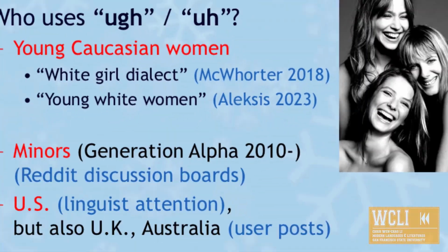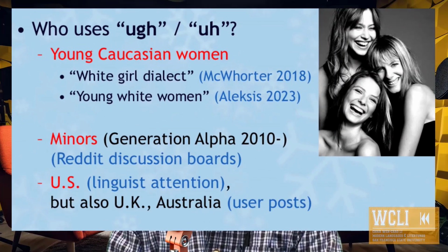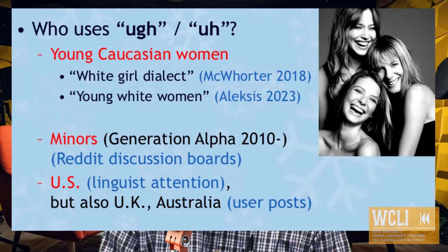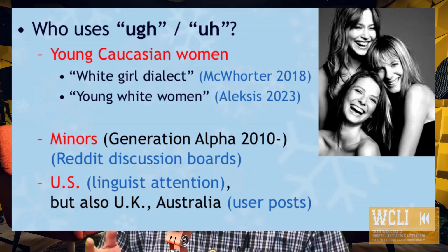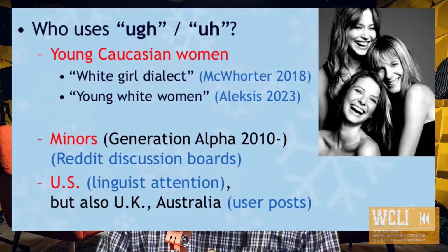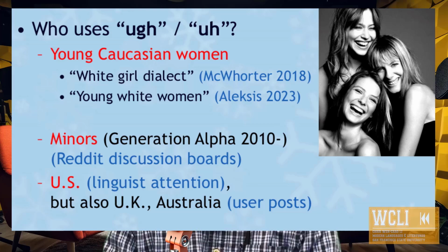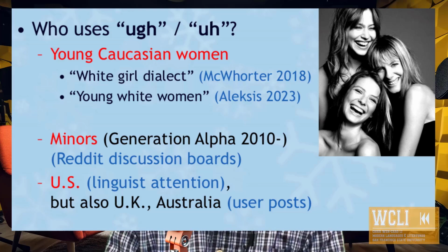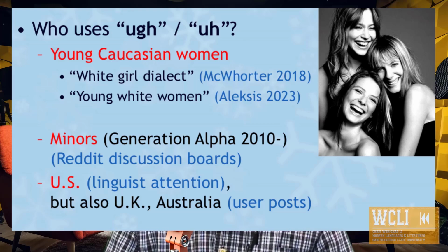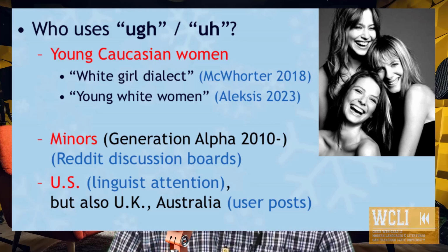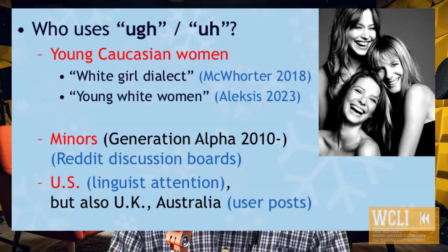There is also the question of who uses "a." McWhorter and Alexis both attribute the usage to young Caucasian women. McWhorter even goes so far as to call it a white girl dialect. On Reddit discussion boards, however, users have mentioned that it is used often by Gen Alpha, and some have written that it is used not only in the United States, but also in the United Kingdom and Australia.